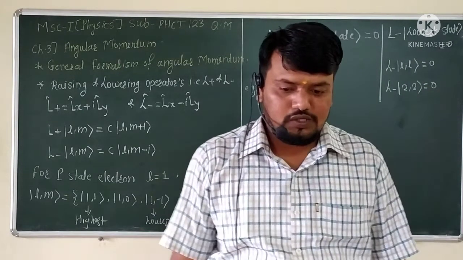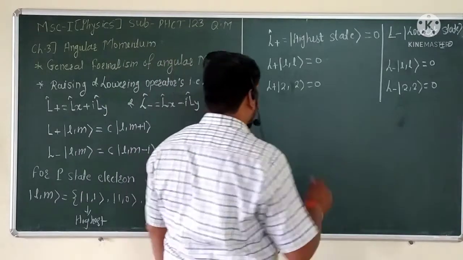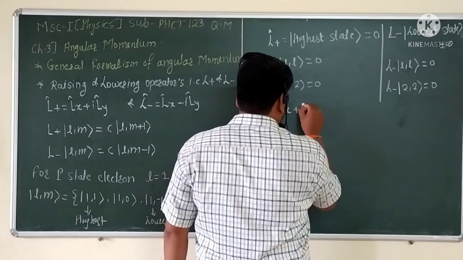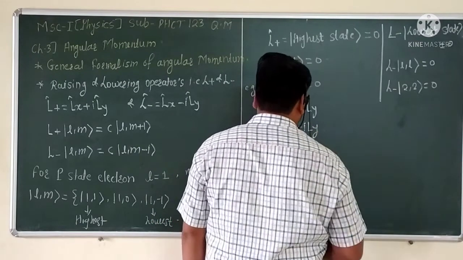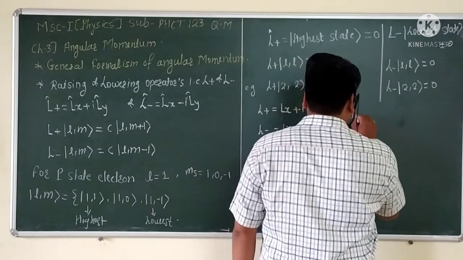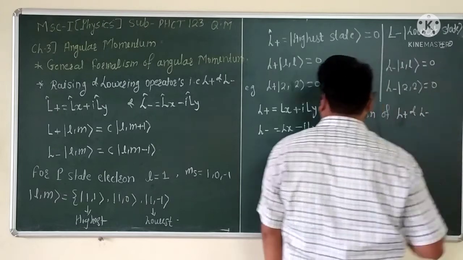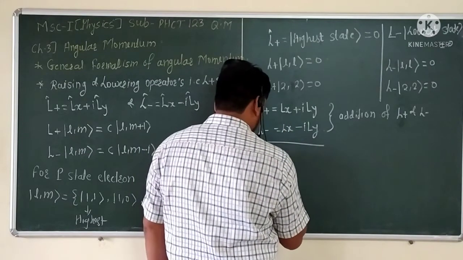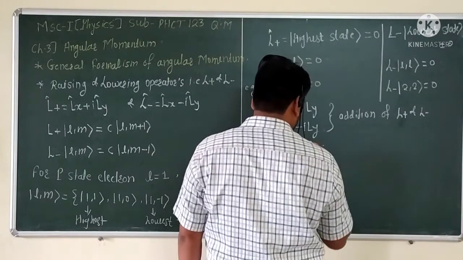Okay, first of all we want to consider the general idea, and again solve this bra and ket relation. You know that L plus is nothing but Lx plus iLy, and L minus is nothing but Lx minus iLy. If we add the rising and lowering operators, L plus and L minus, directly we see here that L plus plus L minus is nothing but twice Lx, since plus iLy and minus iLy cancel to 0.